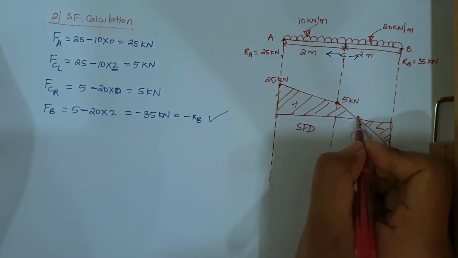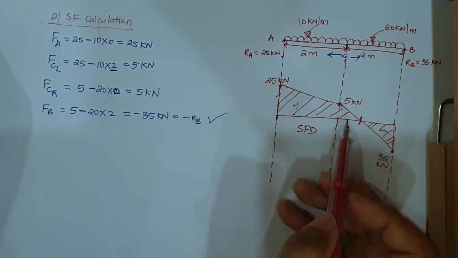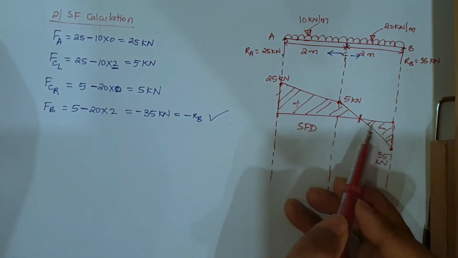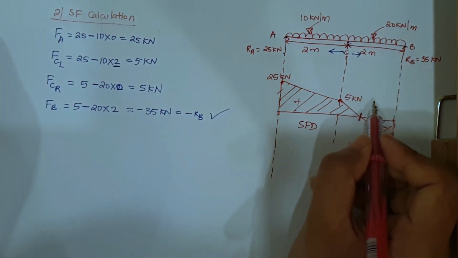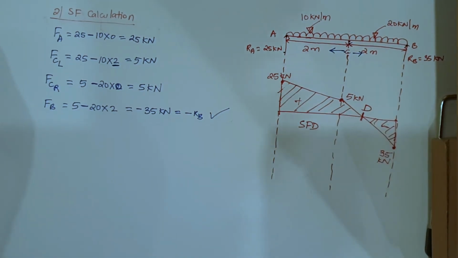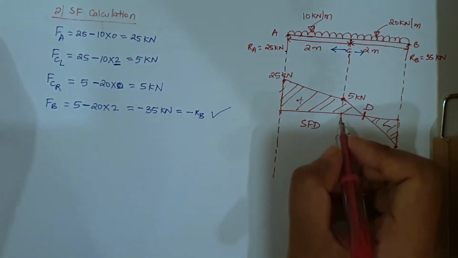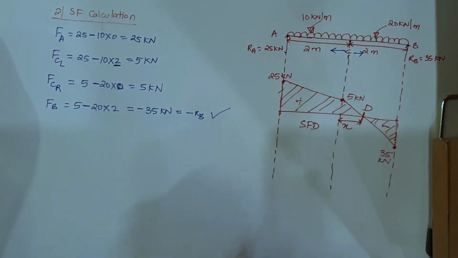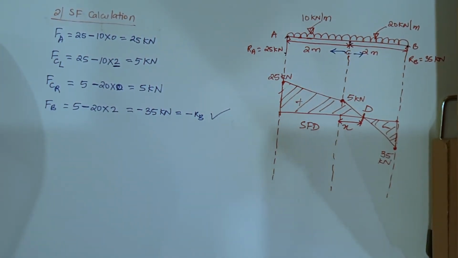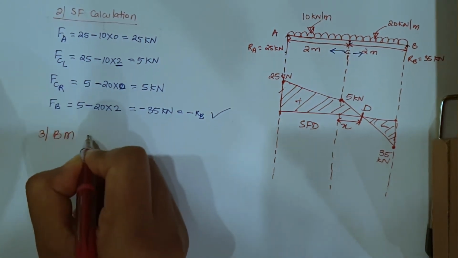Now as you can see here, at this point the shear force suddenly changes sign. Until here it was positive and suddenly it is going to negative. So what is this point? This is a point of contra shear. Okay, and let me name this point as point D. Now at this point, bending moment will be maximum. So before we find the bending moment, we need to find this distance. Because we do not know this distance, we need to find it, then only we can find the moment at D.